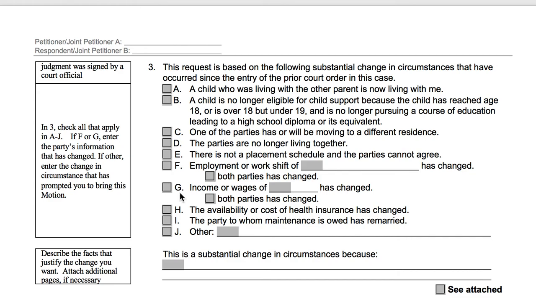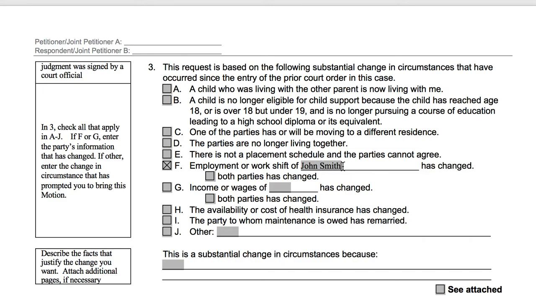F and G tend to go together. F is what you will put if somebody's employment has changed. So if their job has changed or if their work shift has changed. If you changed companies, you used to work for Apple and now you're working for Amazon, that would be here. It would also happen if your work shift changed. Maybe you used to work graveyard and now you're working days. That could happen there. So if you're in that one, you just check that and you're going to fill in the name of the person whose work has changed.